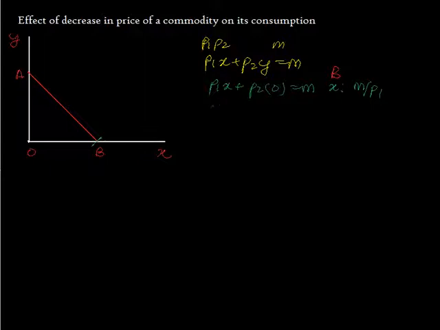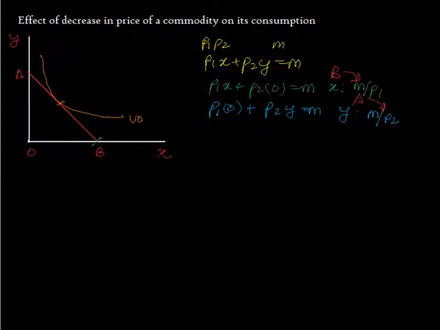Now in case I do not consume anything of X, then my budget line would become P1 into 0 plus P2Y equals M. So my Y would be equal to M by P2, and this is corresponding to point A. So M by P2 is point A and M by P1 is point B. Now let's superimpose our initial indifference curve. This is our initial indifference curve, say U naught. The amount of consumption of X in this case is say X naught.